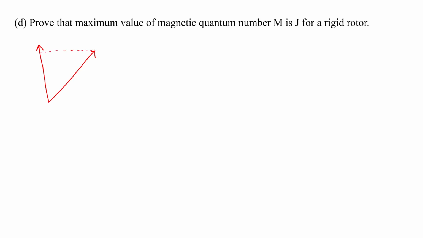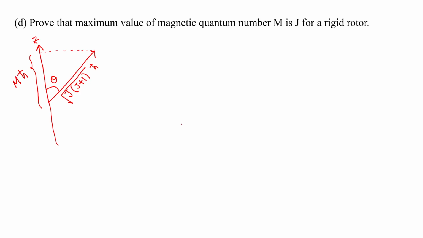So if this is my angular momentum vector, and this is going to be my root of j into j plus 1 times h cut, this is my magnitude of this vector. And it is making an angle theta. Suppose this is the z axis, and this is going to be my m h cross, right?